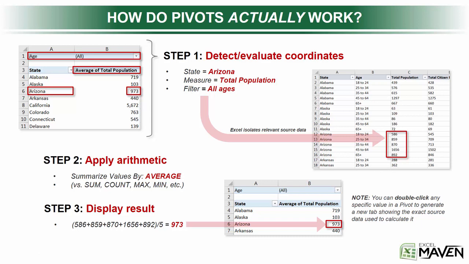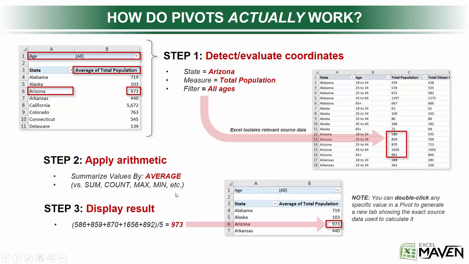Now, once Excel knows which cells meet those criteria, step 2 is about applying any arithmetic. So sometimes you want to return the sum, the count, the max, or the min. In this case, we want to return the average of total population. So given these 5 cells from step 1, step 2 is about applying that average.